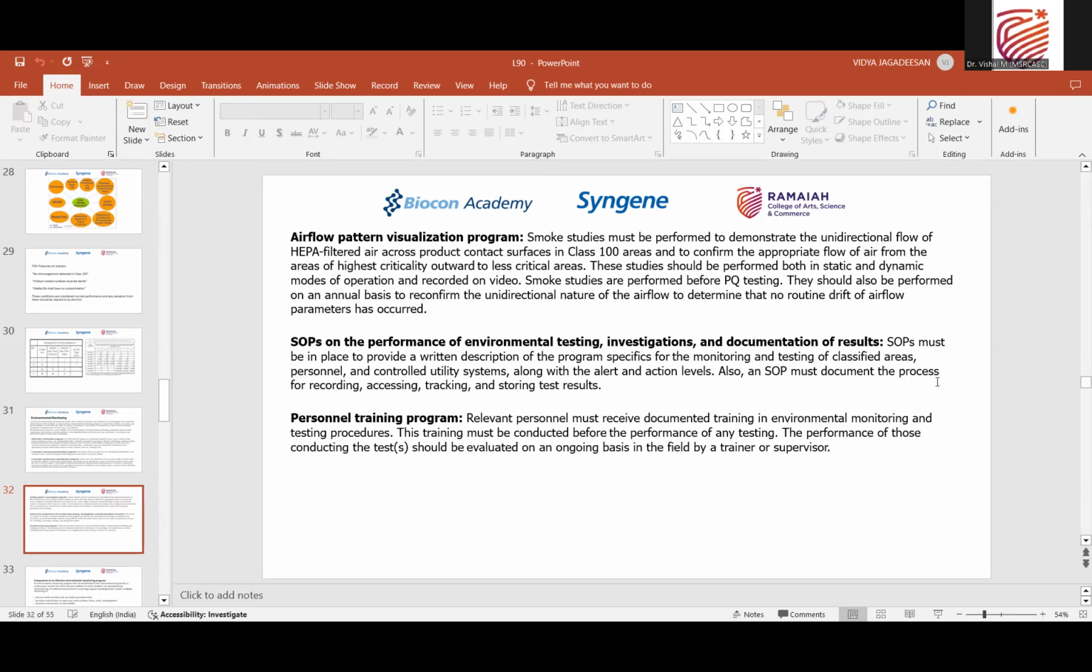Then you have SOPs, that is standard operating procedures, for the performance of environmental testing and documentation of the results. And you know that documentation is very, very important, right? Even if you miss one single point, that is going to create a lot of conflict.